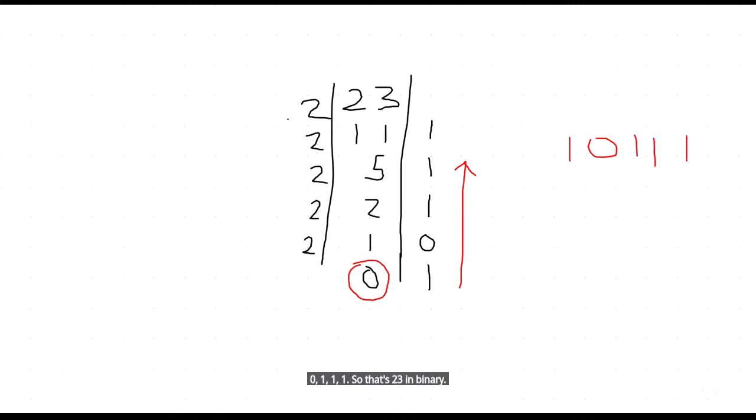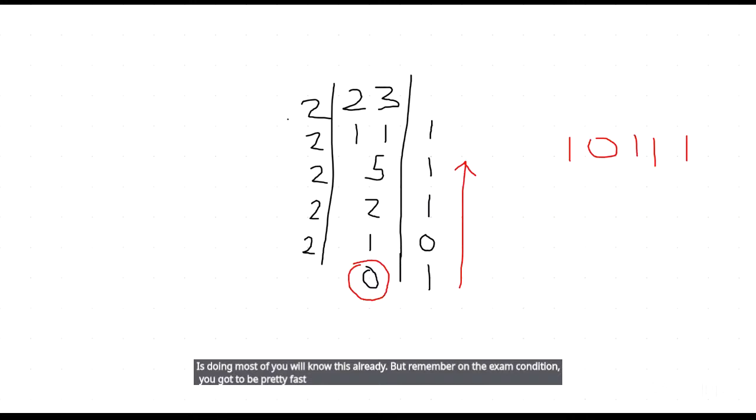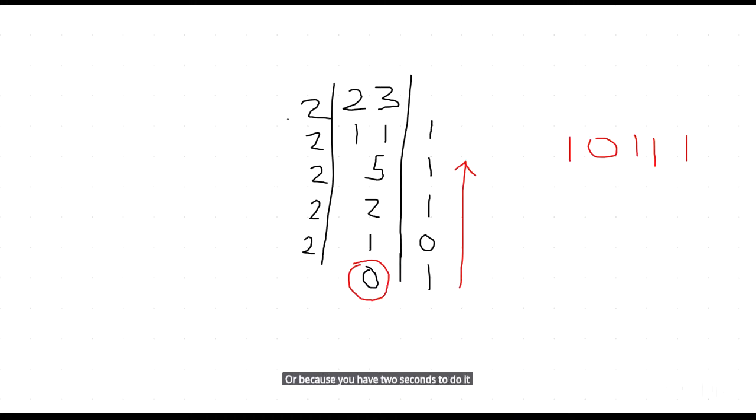Most of you will know this already. But remember, under exam condition, you got to be pretty fast. Trust me. Else, you can see a question that says 2 plus 3, but because you have 2 seconds to do it, you forget that it is 5. Okay, so this is decimal to binary.